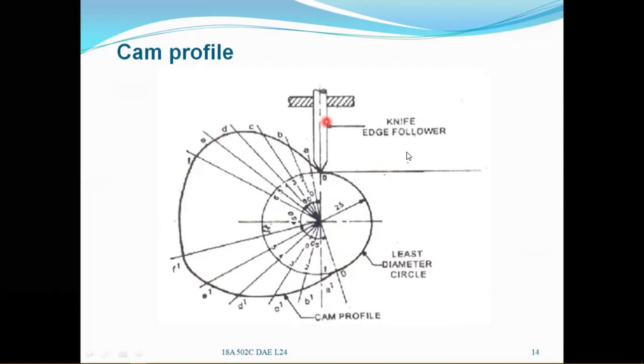So this is the knife edge follower, this is the supporting frame, and this is the base circle, and this is the outstroke, and this is the dwell, and this is the return stroke, and this is the dwell period. And this line represents the profile of the cam, and this is the base circle, and this is the cam center, and this is the follower axis passing through the cam center. Right? In this way, you can draw the cam profile.